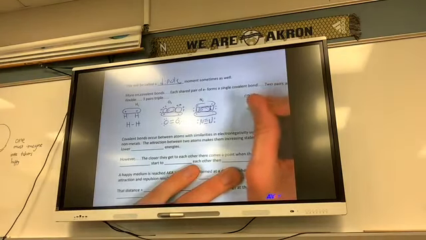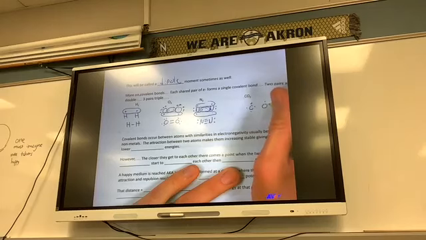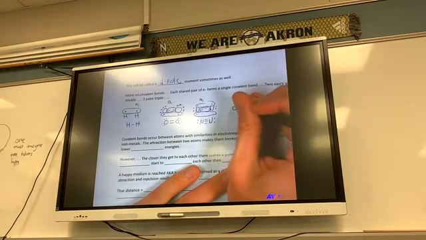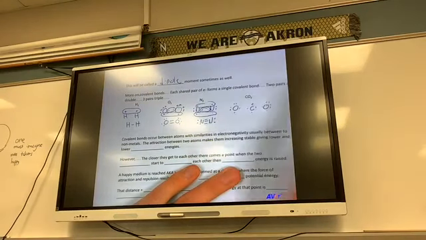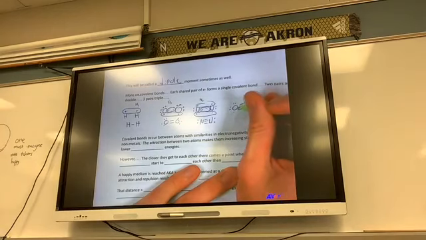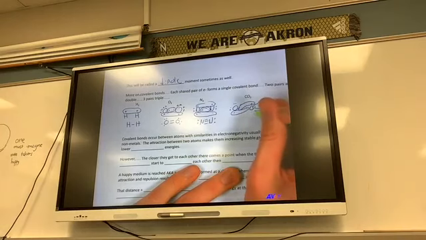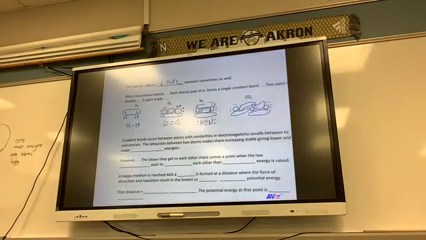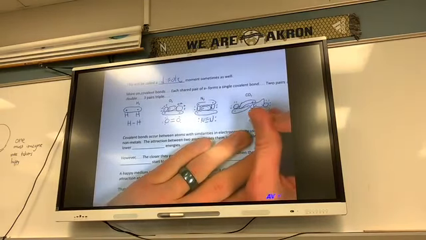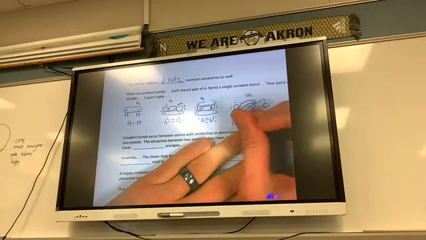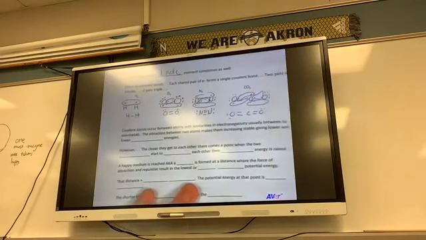Carbon has 1, 2, 3, 4. Oxygen has 1, 2, 3, 4, 5, 6. Another oxygen has 1, 2, 3, 4, 5, 6. It's going to share a pair here, share a pair here, share a pair here, and share a pair there. That is absolutely atrocious. I know, it's beautiful. So the Lewis structure for this would look like carbon double bonded to oxygen, double bonded to oxygen, 1, 2, 3, 4, 1, 2, 3, 4. So that's what carbon dioxide would look like.